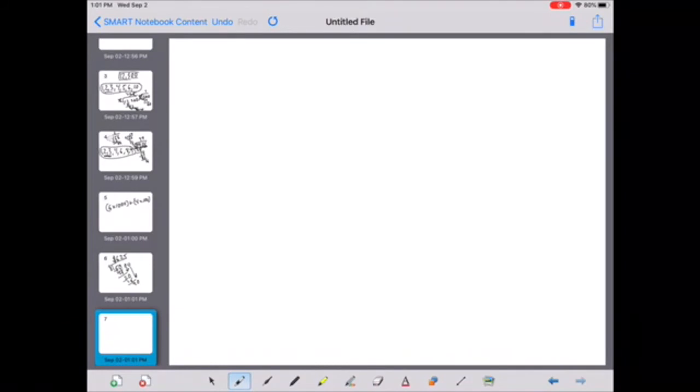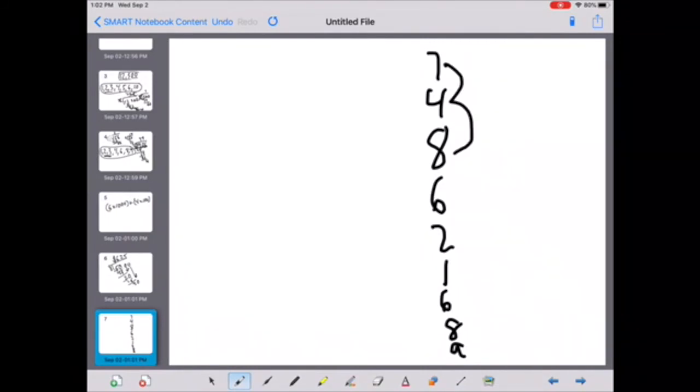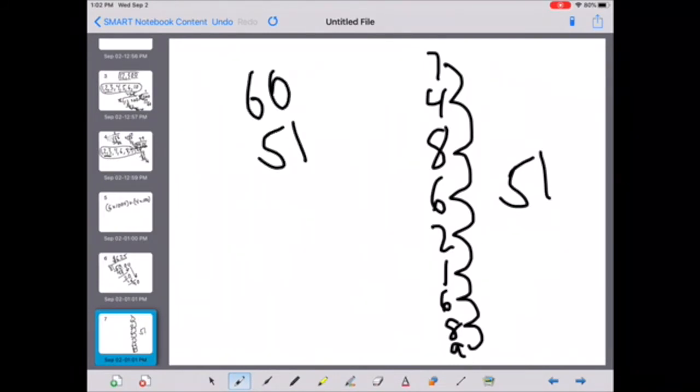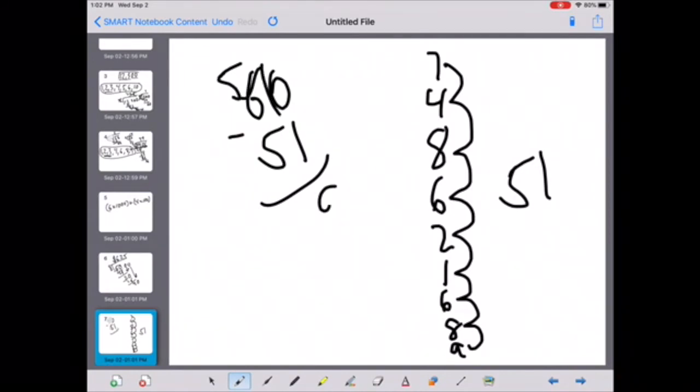Number 13, missing a number in addition. So we have to do multiplication, but first we have a big, huge line of addition. So I have 7 plus 4 plus 8. I have 6 plus 2 plus 1. I have 6, 8, 9. Some of you might look for pairs to 10 or 20 or 15s, things that are a little bit easier. I'm just going to work straight down. 11, 19, 25, 26, 27, 28, 34, 42, 51. Add it all up, I got 51. Now I got to take that answer and I got to subtract it from 60. Get an answer of 9.